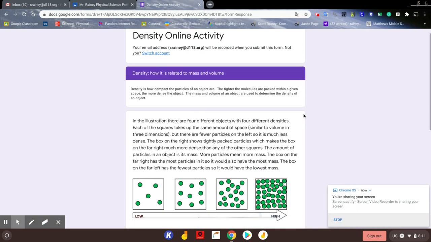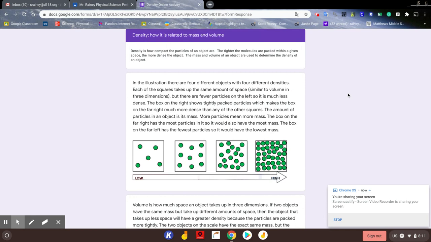Okay, so in this illustration, there are 4 different objects with 4 different densities. Each of the squares takes up the same amount of space, similar to volume in 3 dimensions, but there are fewer particles on the left, so it is much less dense. The box on the right shows tightly packed particles, which make it much more dense than any of the other squares.